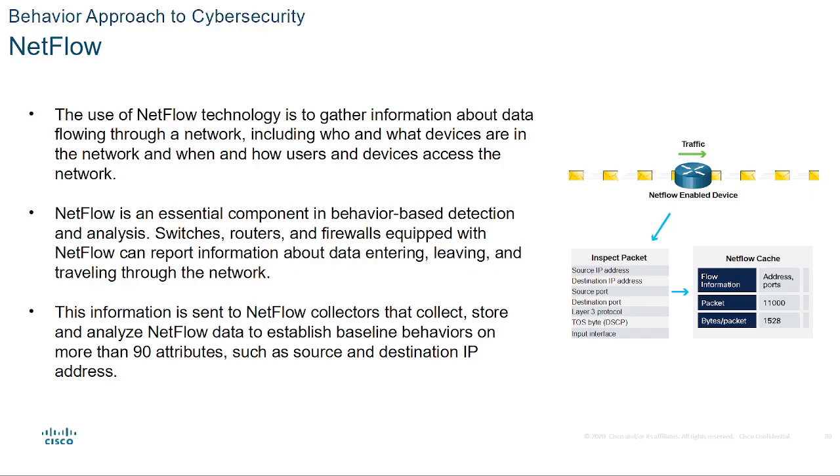NetFlow. NetFlow technology is used to gather information about data flowing through a network, including who and what devices are in the network, and when and how users and devices access the network. NetFlow is an essential component in behavior-based detection and analysis. Switches, routers, and firewalls equipped with NetFlow can report information about data entering, leaving, and traveling through the network. This information is sent to NetFlow collectors that collect, store, and analyze NetFlow data to establish baseline behavior on more than 90 attributes, such as source and destination IP address.